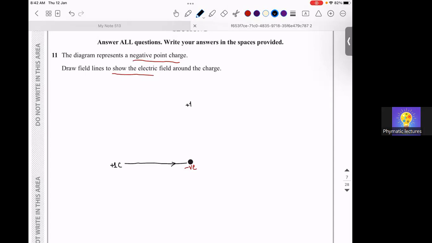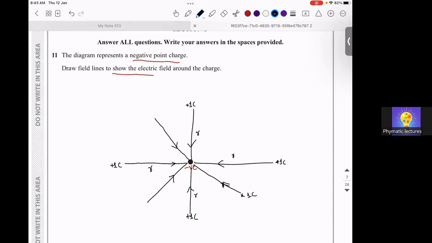Suppose I'm keeping a 1 coulomb charge here, what happens? That will be attracted towards the center. If I'm keeping a 1 coulomb charge here, that will also be attracted towards it. Here also it will be attracted, because these are arbitrary points. I'm just considering this point r distance away from this negative charge. At this particular point it will also be attracted towards the charge. Here also it will attract. That is the reason why it is called radial.